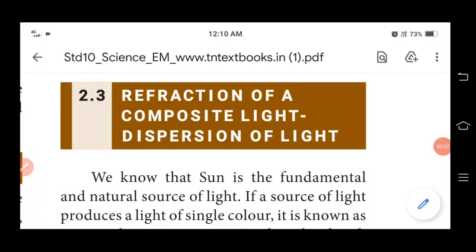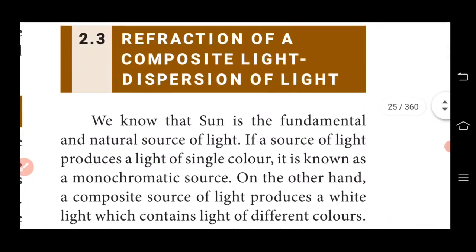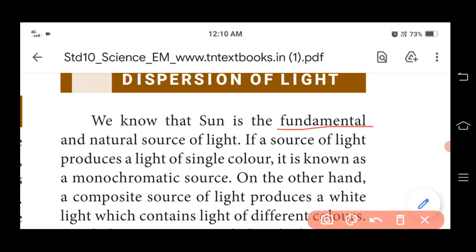Students, now I am going to ask questions from the topic dispersion of light. First question, which is the fundamental and natural source of light? The answer is sun. Question number 2, what is meant by monochromatic sources? The answer is, a source of light that produces a single color is known as a monochromatic source.